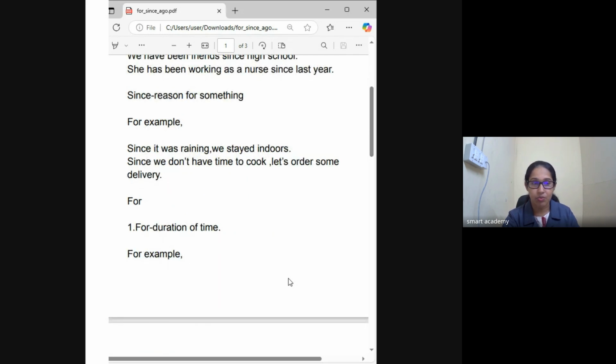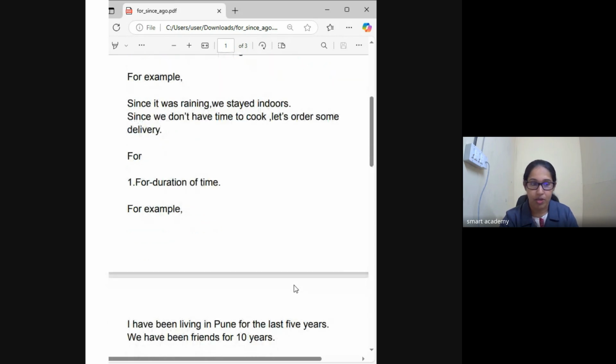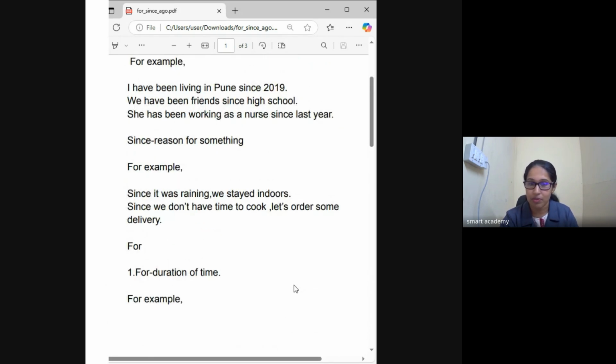The next one is for, which shows duration of time, length of time. That is, the period: how long since I started this, still continuing. To show when it started and for how long it has been going on, and that it is still continuing, we use for. For shows duration of time. For example, can you give me some example for this?